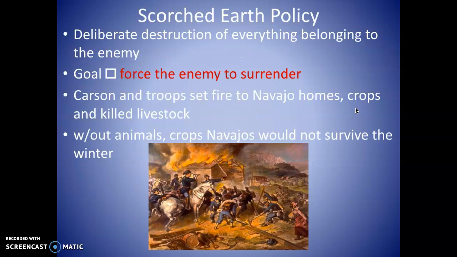He turned to scorched earth policy once the Navajo did not surrender. Scorched earth policy was the deliberate destruction of everything belonging to the enemy. The goal here was to force the enemy to surrender. Carson and his troops set fire to Navajo homes, crops, and killed livestock. Without animals or crops, the Navajo would not survive the winter.